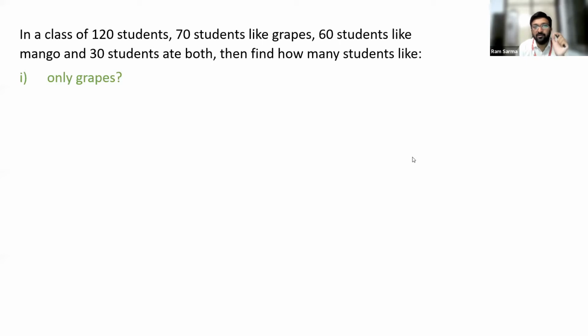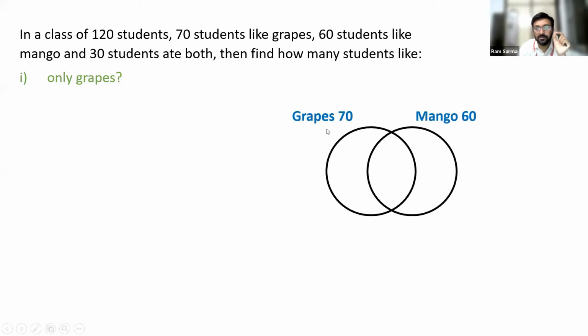Let us see how to solve this set. I want you to draw a Venn diagram as shown on the screen. There are two sets, grapes and mango. The first circle represents grapes and the second circle mangoes. You are given that there are 120 members in total. Let it be mu. Mu is nothing but the universal set.